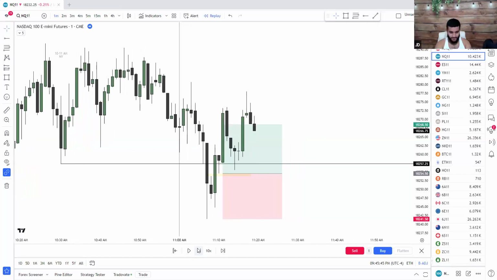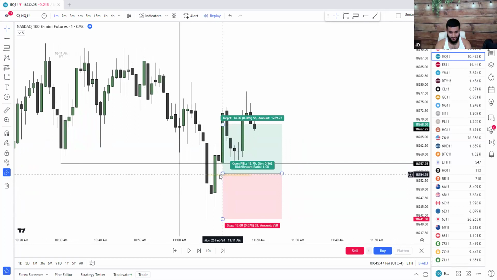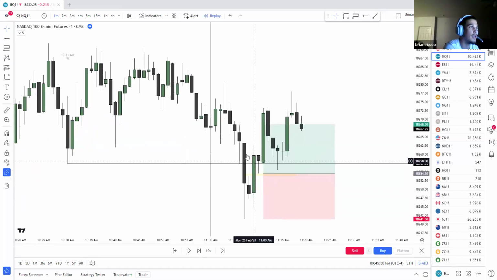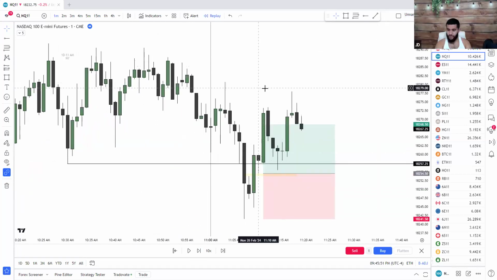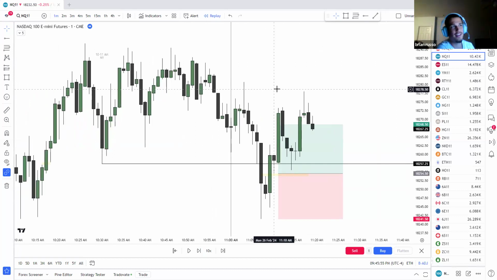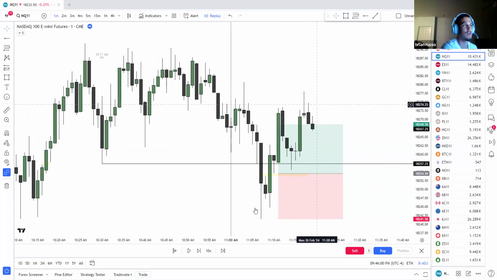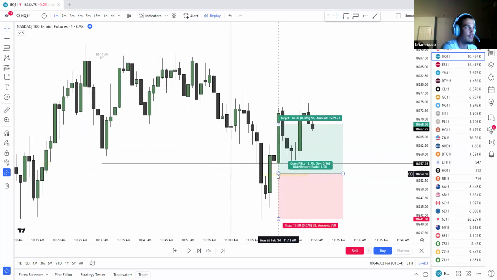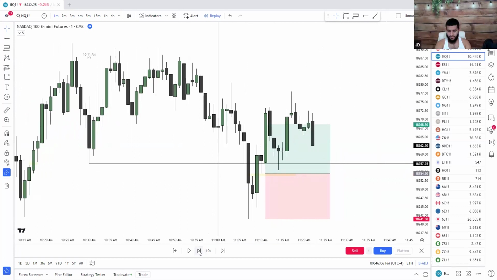What do you mean tap us in? Our limit orders at the fair value gap. We don't market execute. The way we trade, ICT never taught us to market in like clicking buy or sell. Never. He always says place a limit. So you place your limit at the fair value gap, the very tip of it, and you wait for it to get marketed in.